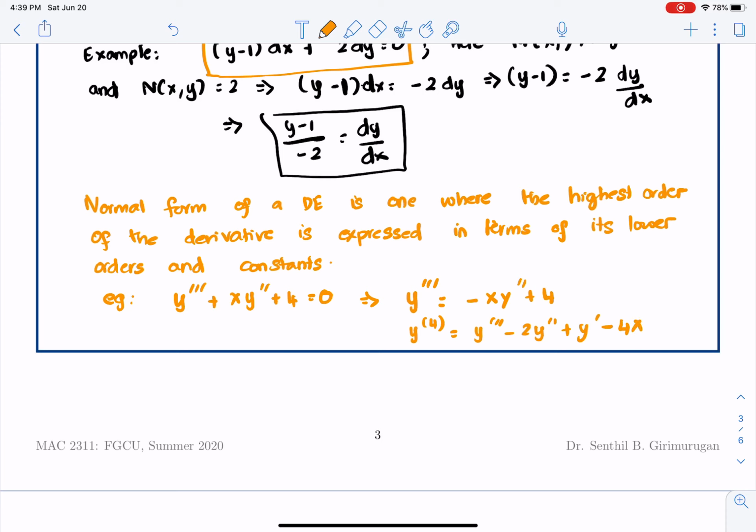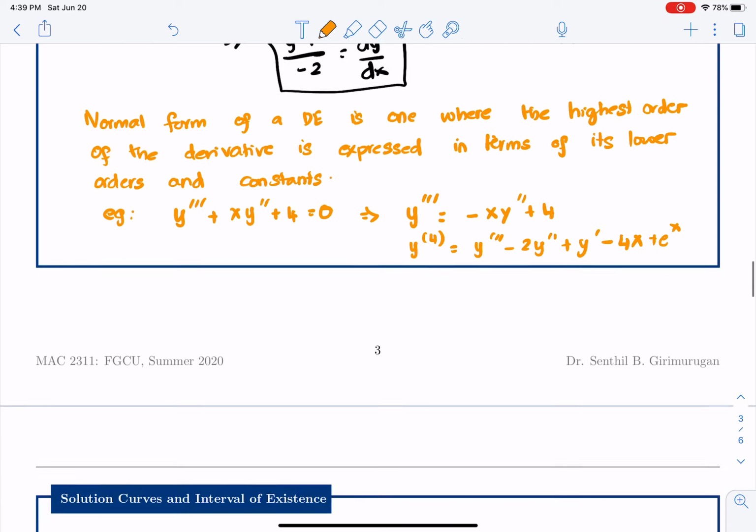So what we have is I have expressed the highest order in terms of its lower orders and other functions, which is 4x and e raised x of the independent variable. So the goal of differential equations, just like an equation in algebra, is to find a solution.